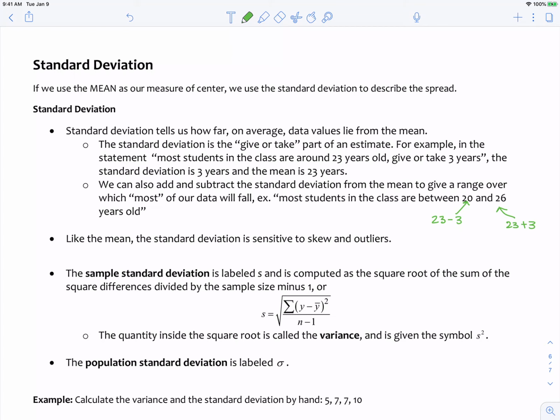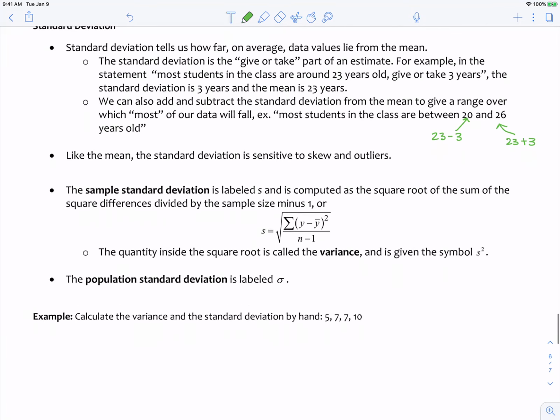Okay, so like the mean, the standard deviation is highly sensitive to skew and outliers. So it sticks paired with the mean and is used only in those situations where we don't have a lot of skew or outliers, so when our data set is approximately symmetric.